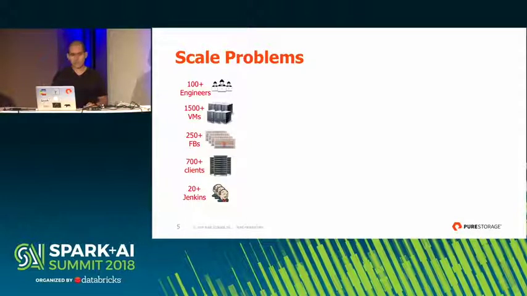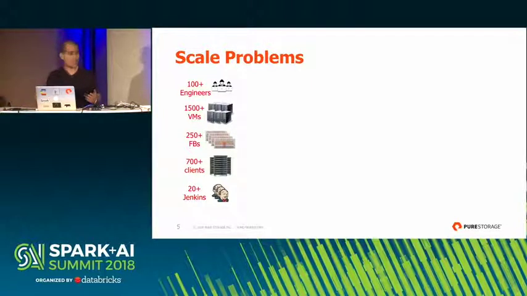Then we have about 250 of our FlashBlade products. That's where we're doing the stress testing, the longevity testing, season testing, performance testing. We have over 700 clients. They're just bare metal machines. Their job is to run this test. They're doing our customer essential operations, reading and writing from storage and doing a lot of weird metadata operations and things like that to prove that the storage works.